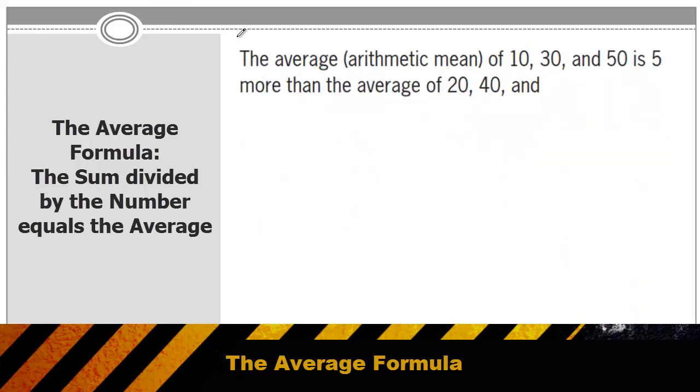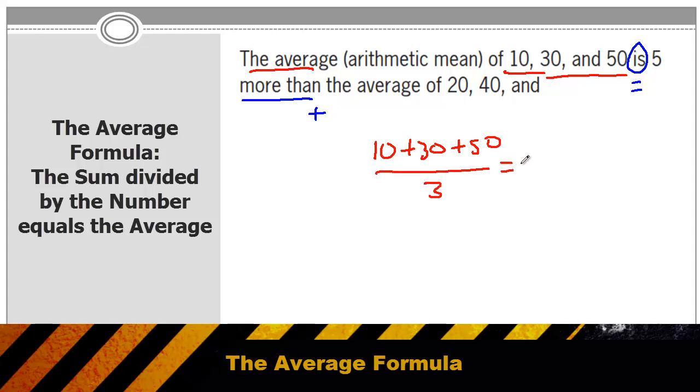This problem should be pretty straightforward as long as we set up our equation right. Remember that "is" is going to be our equal sign. And "more than" means addition in our equation. So we could write that the average of 10, 30, and 50, which is 10 plus 30 plus 50, divided by 3, is 5 more than the average of 20 and 40, and then some number that we don't know, or 20 plus 40 plus x divided by 3.